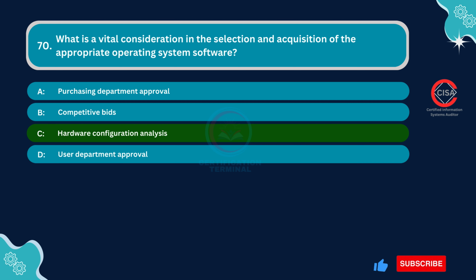An operating system needs to be compatible with the underlying hardware of the system. This includes factors like processor type, memory capacity, storage space, and peripherals. Choosing an incompatible operating system could lead to performance issues, instability, or even complete system failure. The operating system relies on device drivers to interact with specific hardware components. Ensuring compatible drivers are available for the chosen operating system is crucial for proper functionality of all hardware components.